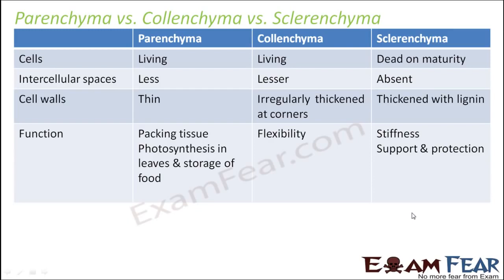Talking about the cell walls, parenchyma have thin cell walls, collenchyma have thick cell walls which are irregularly thickened at corners. Sclerenchyma have very thick cell walls thickened with lignin, which makes them very rough and stiff.